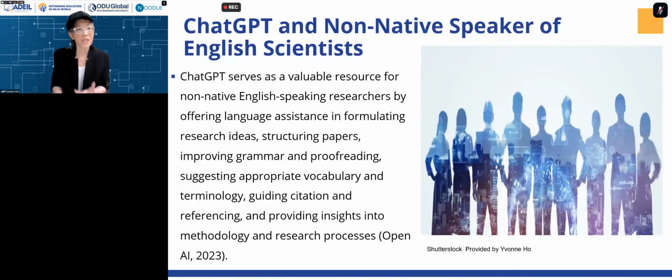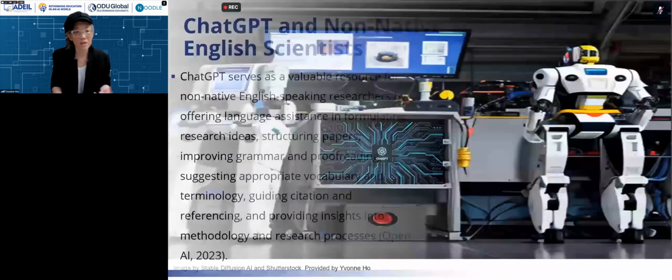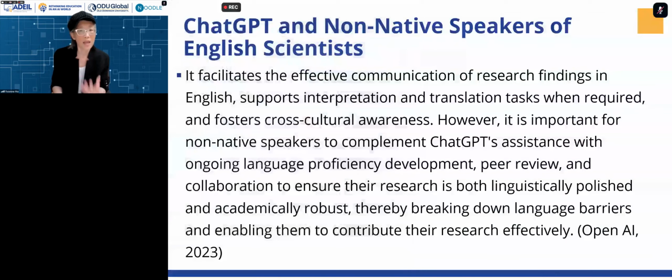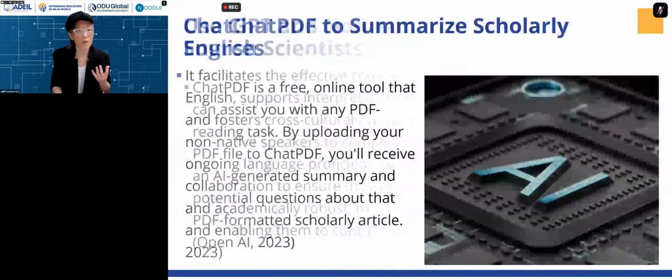But ChatGPT is a great resource for non-native speaking English researchers, so that they can improve their English in structuring their papers, so that more of their papers are structured so well that they can then get into more American scholarly journals. And it's great for equity. And so that's one of the reasons.